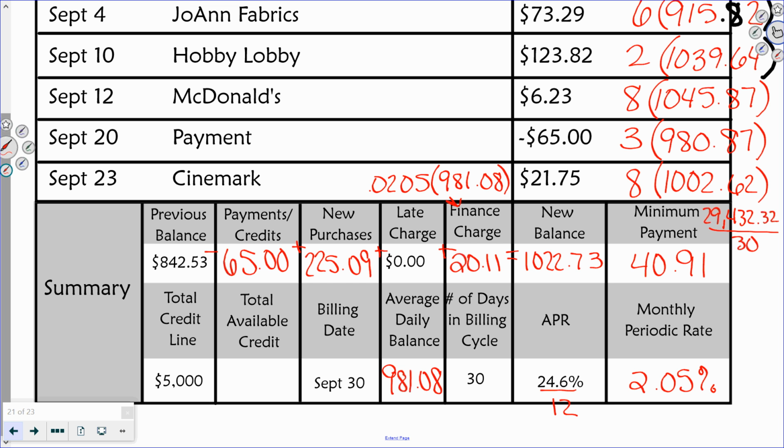And then your last step is the total available credit, which is just your credit line minus what? The new balance. So I take 5,000, and I'm going to subtract that new balance, the 1,022.73. $3,977.27.